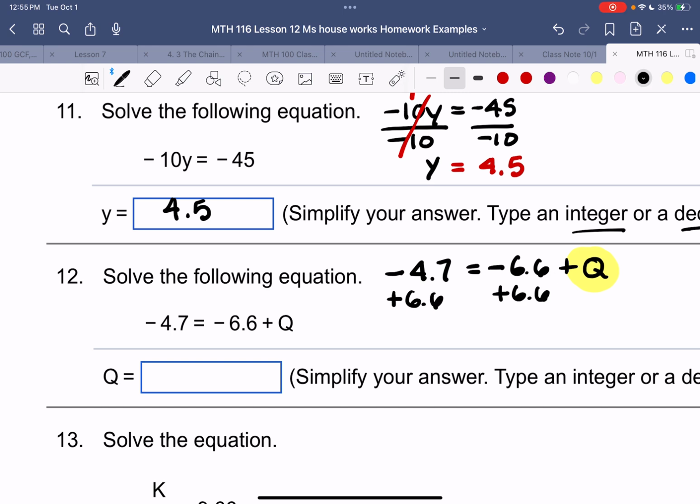Plus 6.6. A negative 6.6 and a positive 6.6 gives me a 0. So I have a negative 4.7 plus 6.6. That gives me 1.9 equals Q. So my answer for Q is 1.9.